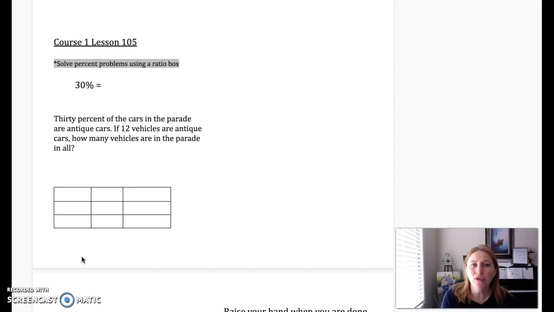So today we're going to use percents in a ratio box. So this is kind of where we've been just using words. So ratio box is what I've been saying in classes. That's when we use words. And we're going to find out how we do it.